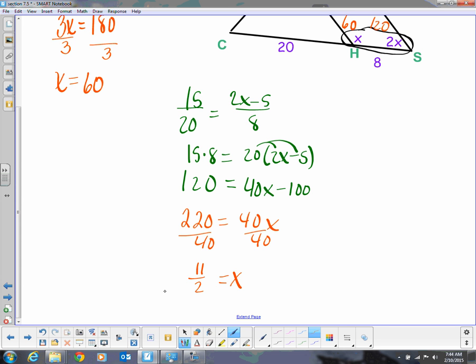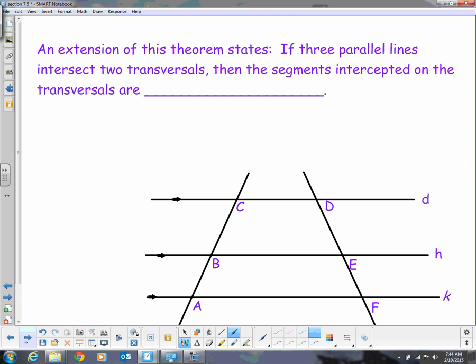So I think we're going to take this and we're going to kind of grow it. We're going to expand it. An extension of this theorem states that if three parallel lines intersect two transversals, then the segments intercepted on the transversals are proportional. Think about this. Is this not really an extension? Because if I were to extend this line and this line, wouldn't we eventually make a triangle?